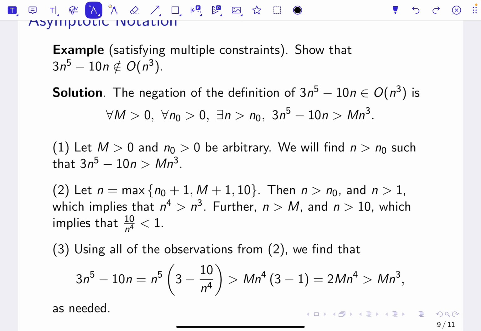We have to negate the definition of big O and then prove that the negated statement is true. So negating the definition gives us: for all m greater than 0 and all n naught greater than 0, there's a specific n greater than n naught such that the opposite of the usual inequality is true.